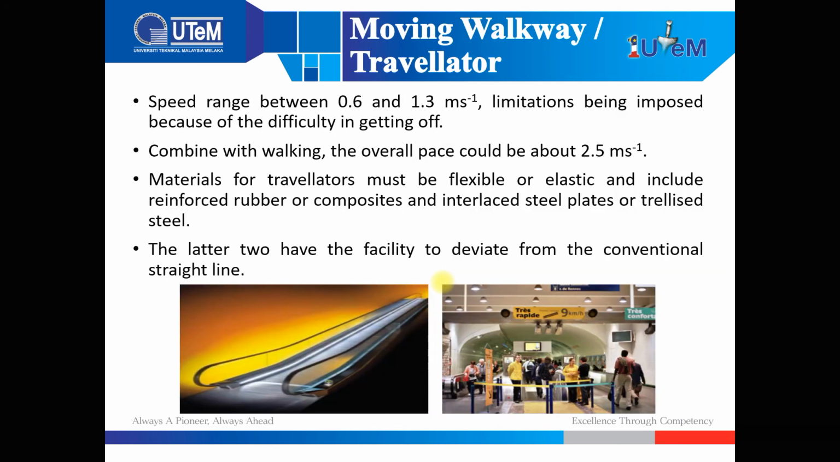The speed range between 0.6 and 1.3 meter per second, and then the limitation being imposed because of the difficulty in getting off. Okay, combined with walking, the overall space could be about 2.5 meter per second. Material for travelators must be flexible or elastic. Okay, material for travelators must be flexible or elastic and include reinforced rubber for composite. Okay, and then the latter two have the facility to deviate from the conventional straight line.